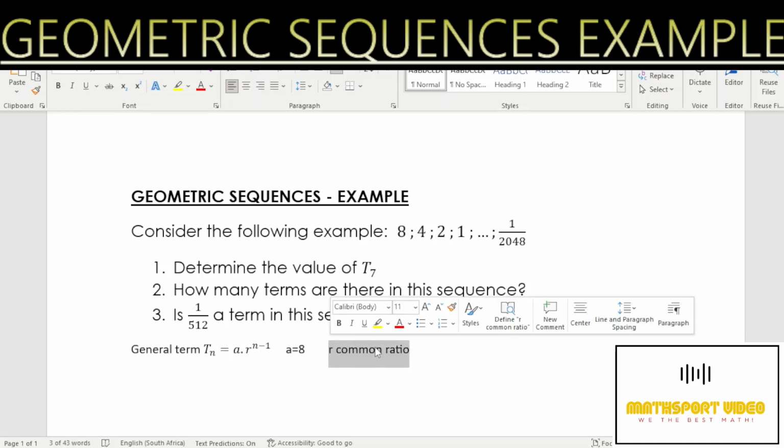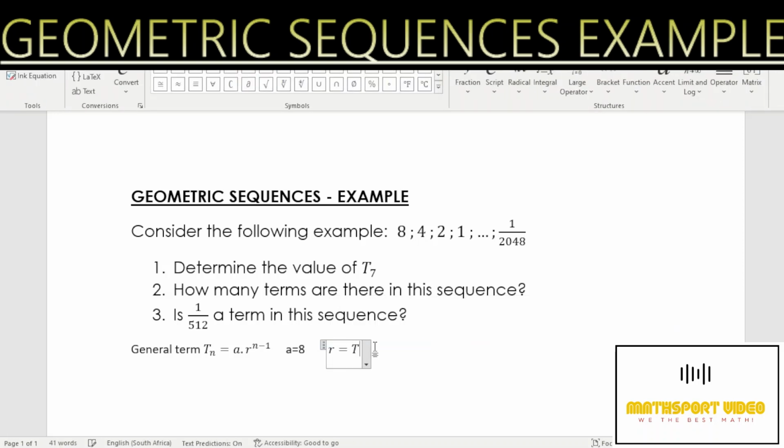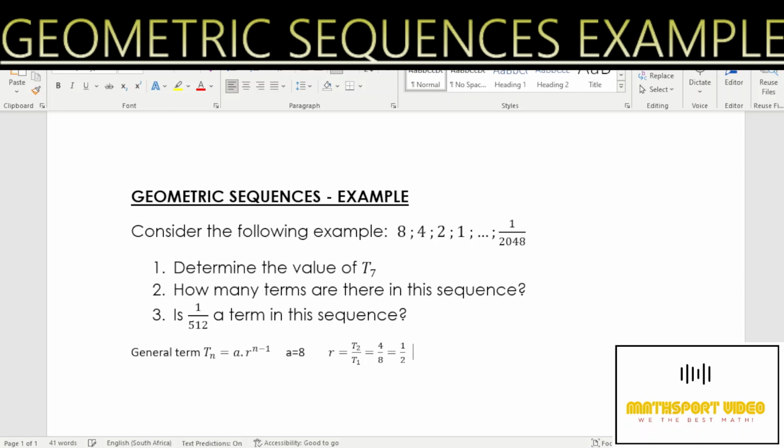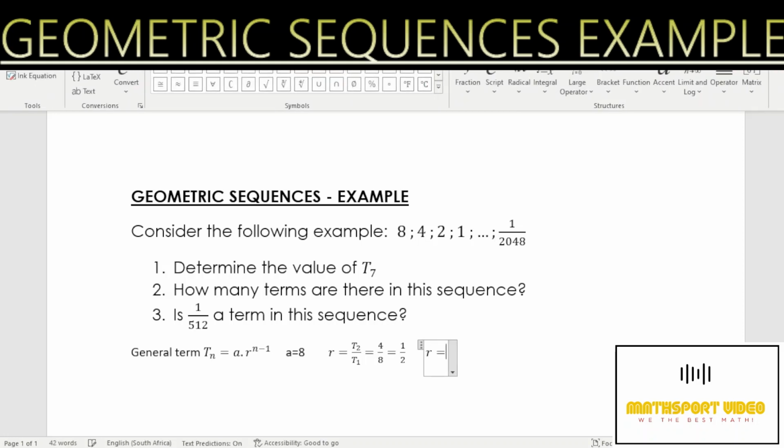To get the common ratio, we need to take any term divided by the term before it. For instance, you can take the second term divided by the first term. That would be 4 divided by 8, giving us an answer of a half. Just to make sure we are correct, we can try another set of terms, for example the third term divided by the second term. That would be 2 divided by 4, and as you can see, that is also giving us a half. Therefore, we definitely have a constant ratio between the terms.